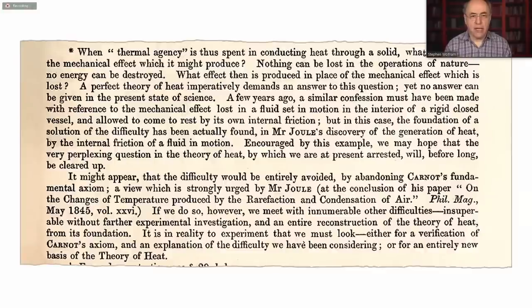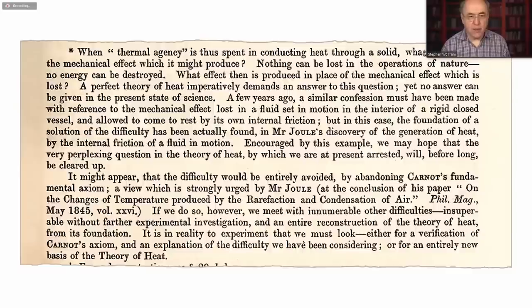In which he has the statement that no energy can be destroyed. But I think he's talking about Joule's experiments on mechanical equivalence of heat and so on. And he then ends with this: encouraged by this example from Joule's work, we may hope that the very perplexing question in the theory of heat by which we're at present arrested will before long be cleared up.